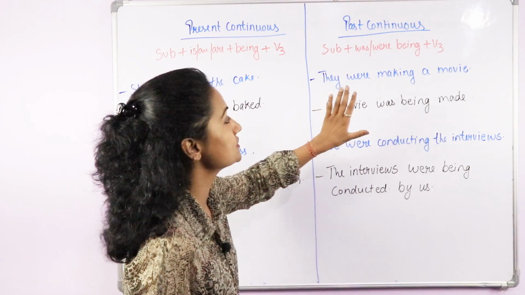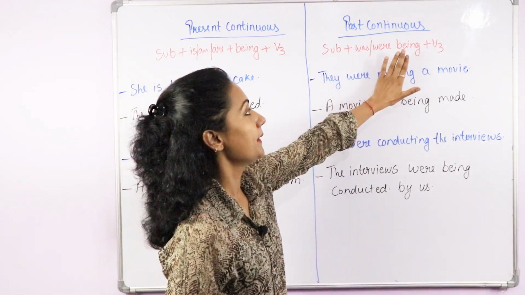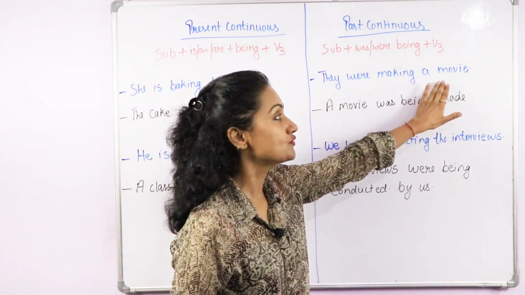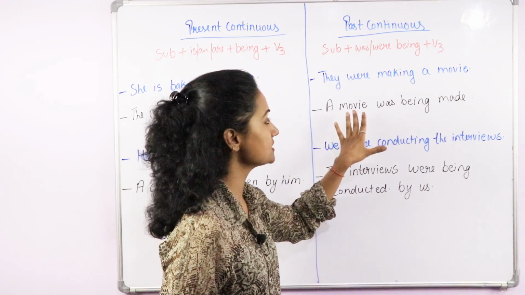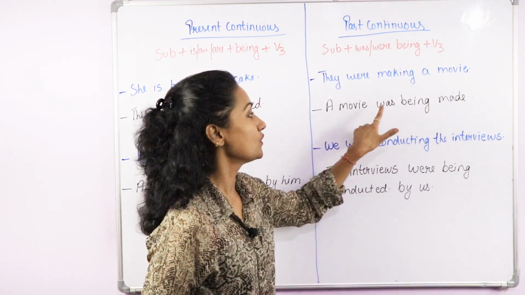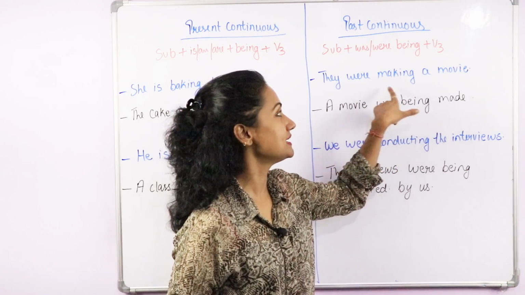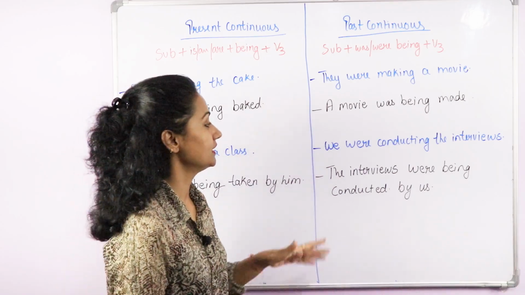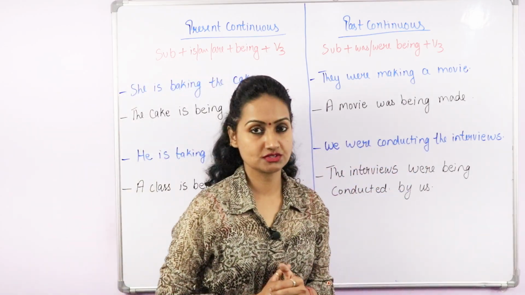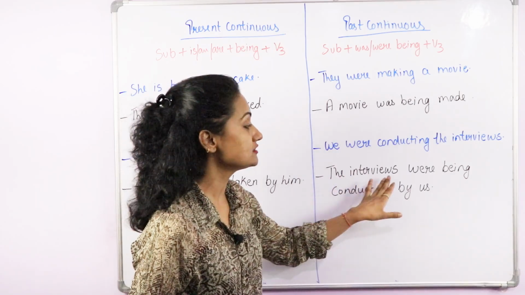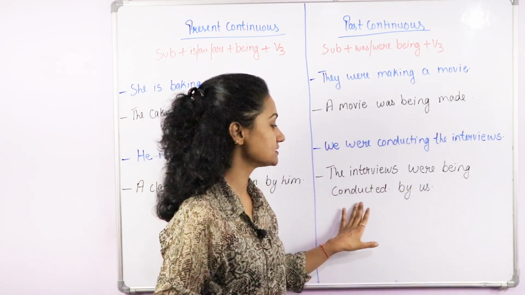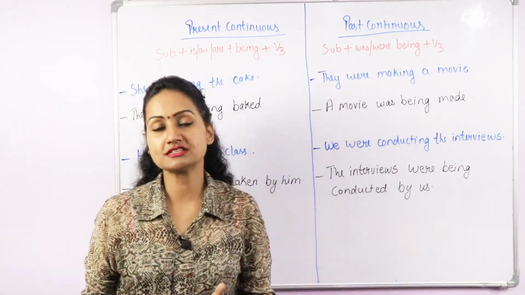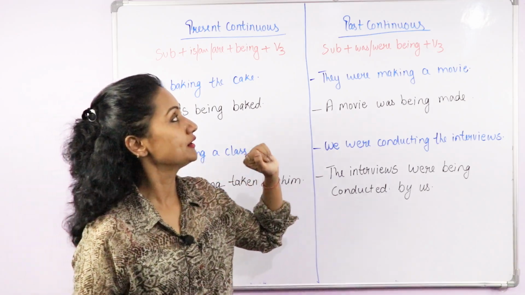Now past continuous, the rule is subject plus was, were, being plus third form of the verb. They were making a movie, active sentence. Now how to change it into passive? A movie was being made, third form of the verb. A movie was being made. We were conducting the interviews, active sentence, passive: The interviews were being conducted by us. Okay, so this way you can make passive sentences in past continuous or present continuous.